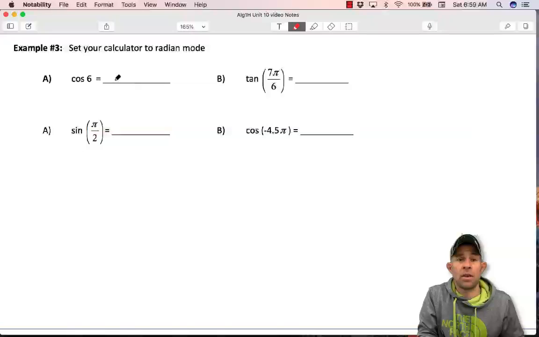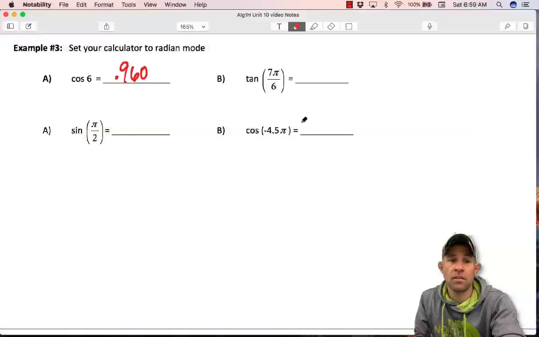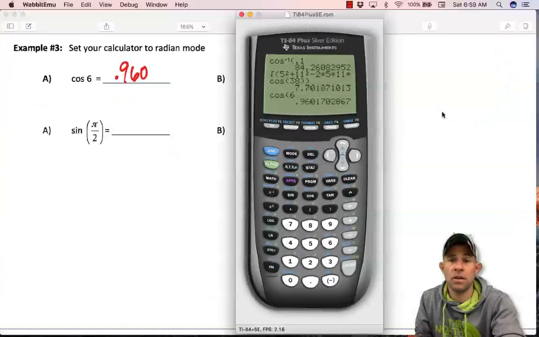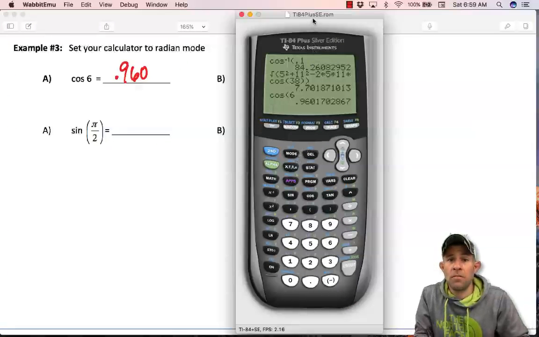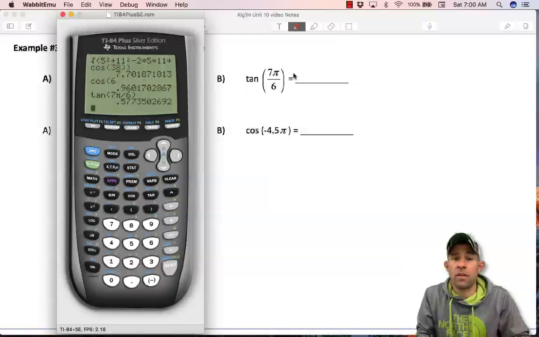So that gives me 0.96. And next we're going to take the tangent of 7 pi over 6. So we'll go back here to our calculator. I want to do the same thing here. Tangent of 7, and then my pi is that second function, up arrow. And we'll hit the little divide by 6, and we'll get 0.577.